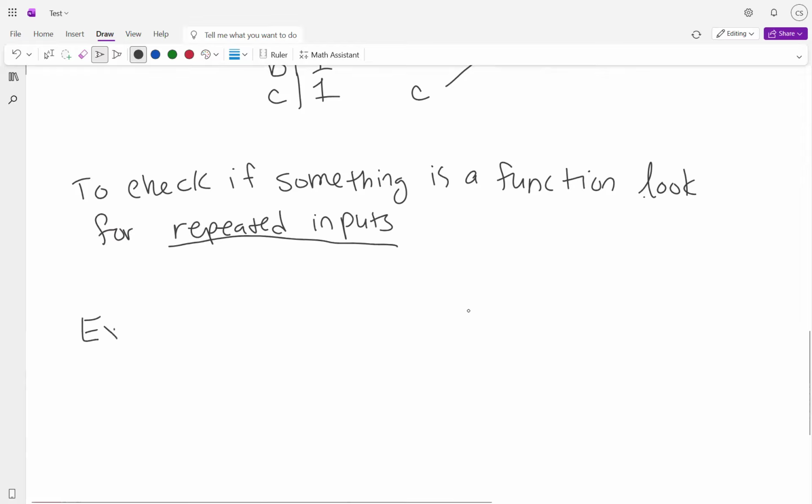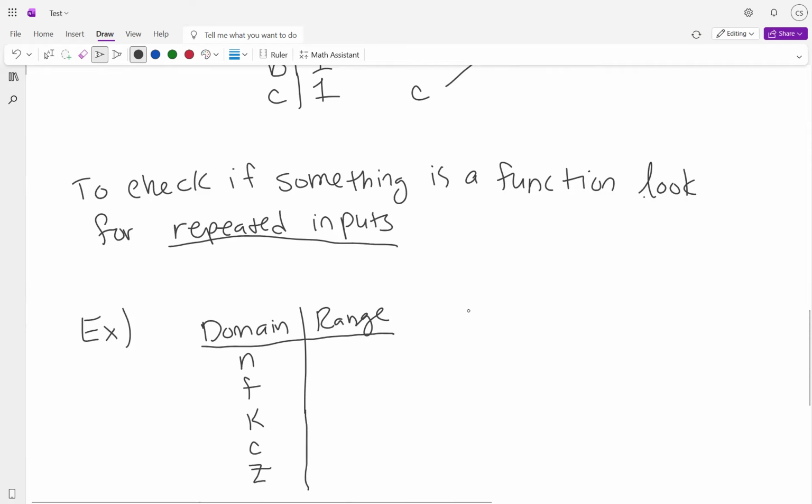So for example, let's say I have a table with a domain, which is again our set of inputs, and a range. So my domain is going to be N, F, K, C, and Z. And the corresponding outputs are going to be R, N, R, R, and R. All right. So this is a similar example as what we did before. A lot of our inputs are getting sent to R, but if we look here in our domain, every single one of these letters only appears once.